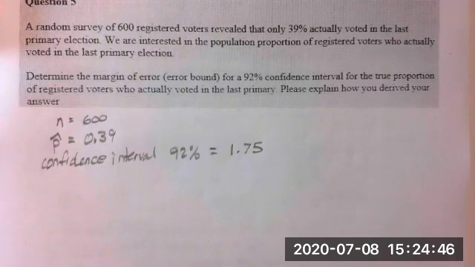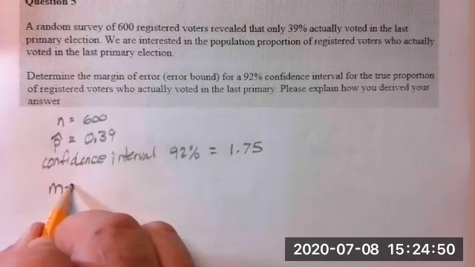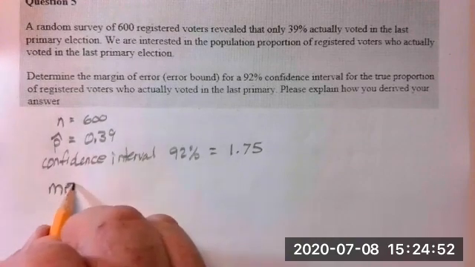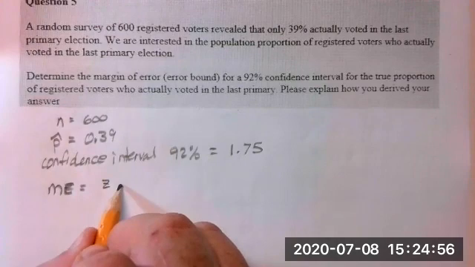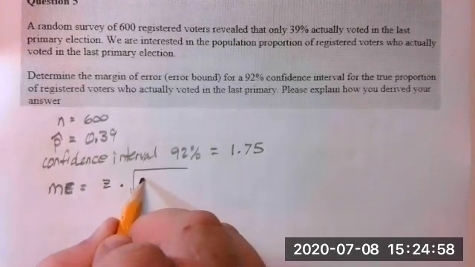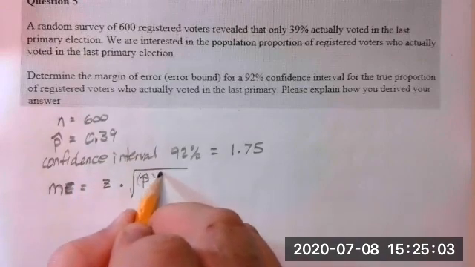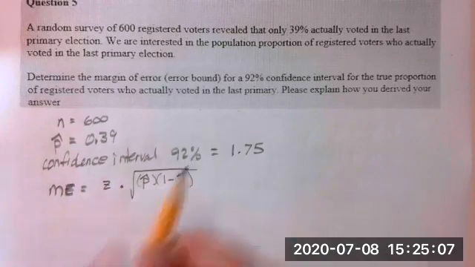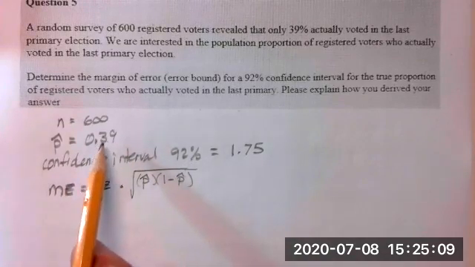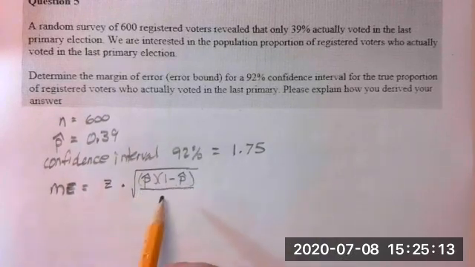All right. So the equation that we're going to use here is the margin of error. The margin of error is z times the square root of p hat, which is 39% here, times 1 minus p hat. This is the proportion of people who actually voted, and this is the proportion of people who did not vote, and then we divide that by our sample size n.